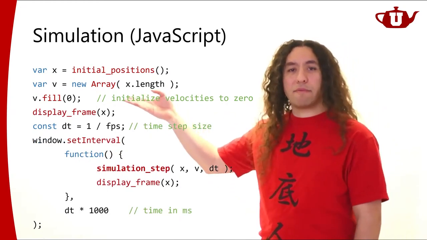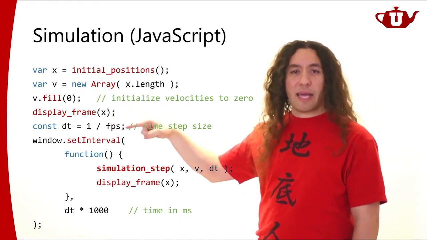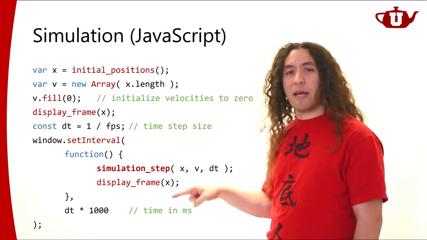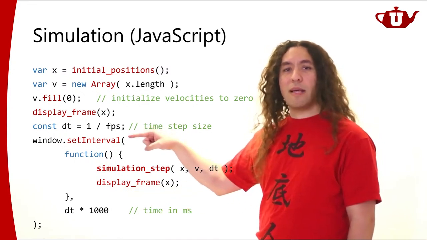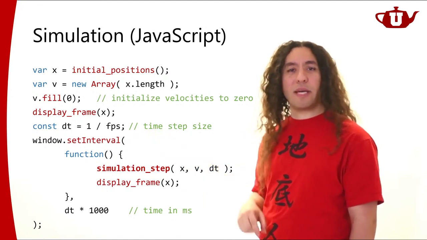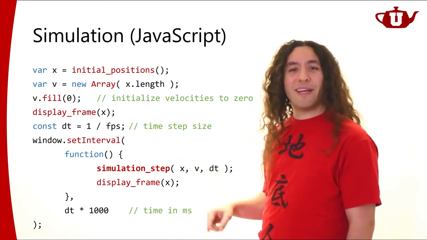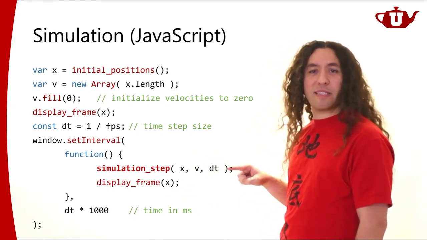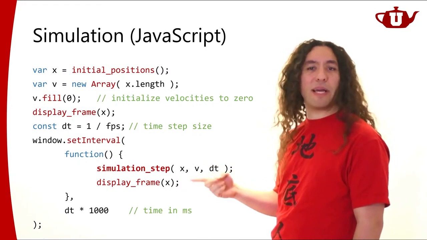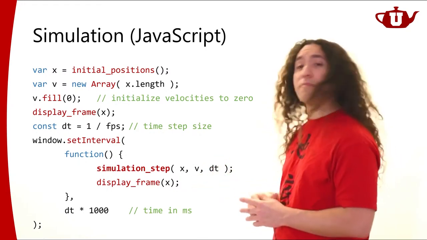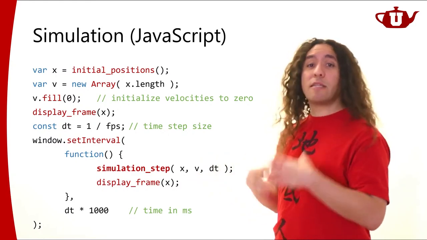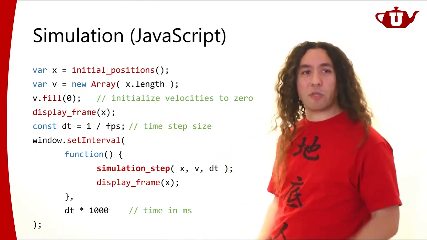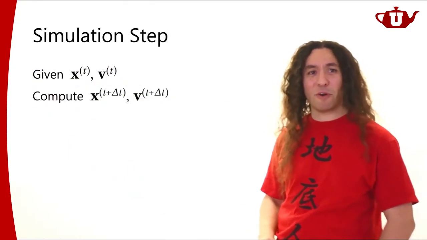For example, I initialize it and display the first frame, and again, compute my time step size, and then I use that time step size and convert it to milliseconds. I use this window.setInterval method, so it's calling that function every so many milliseconds, and in that function, I am just advancing the simulation and displaying the result. Right, so that's a very typical way of handling this. So the heart of the simulation, obviously, is this simulation step part. So let's take a look at that in a bit more detail.